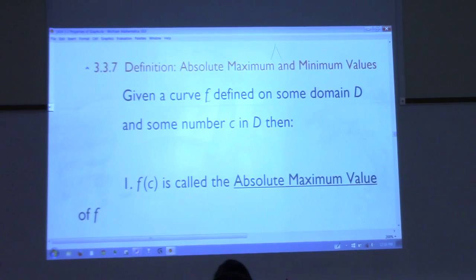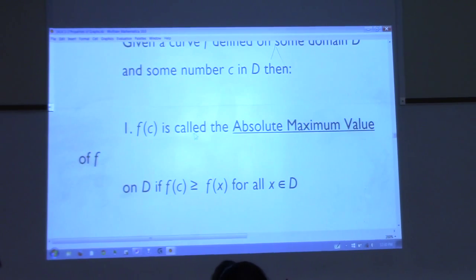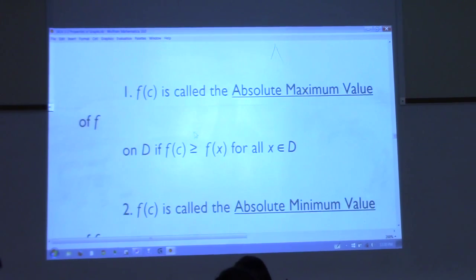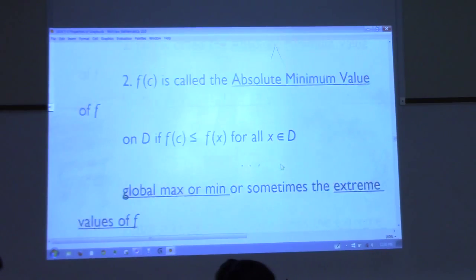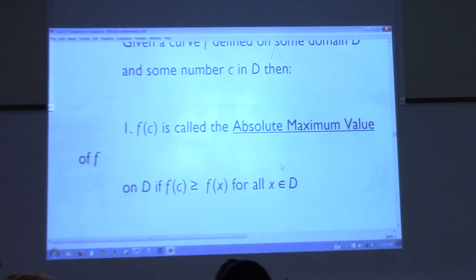So, definition of absolute maximum and minimum values. Given a curve f defined on some domain D and some number c, then f of c is called the absolute maximum of f on D if f of c is greater than or equal to f of x for all x in D. What does this mean?